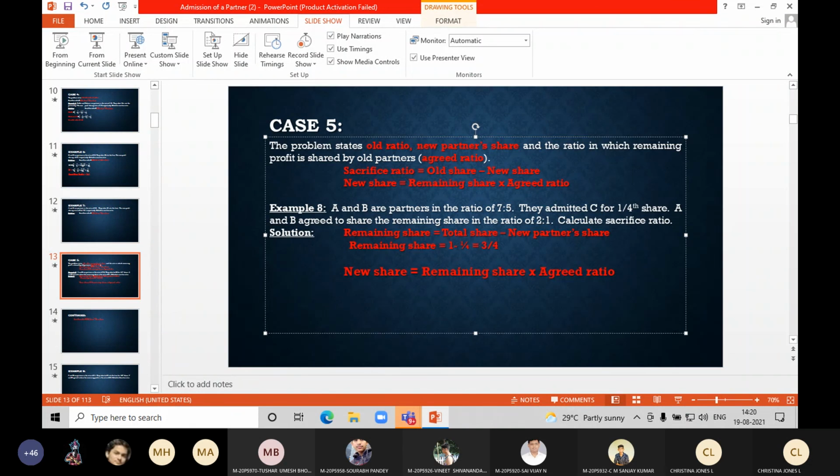I had one pizza. I gave 1/4. Let's say that pizza was cut into 4 pieces. One piece I've given to the new guy. So how many pieces are left with us? 3/4 of the pizza is remaining. What are they telling? How to share the remaining? The remaining has to be shared in the ratio 2:1. Got the point? Understanding? So, how much will A get here? How much will A's new share be?